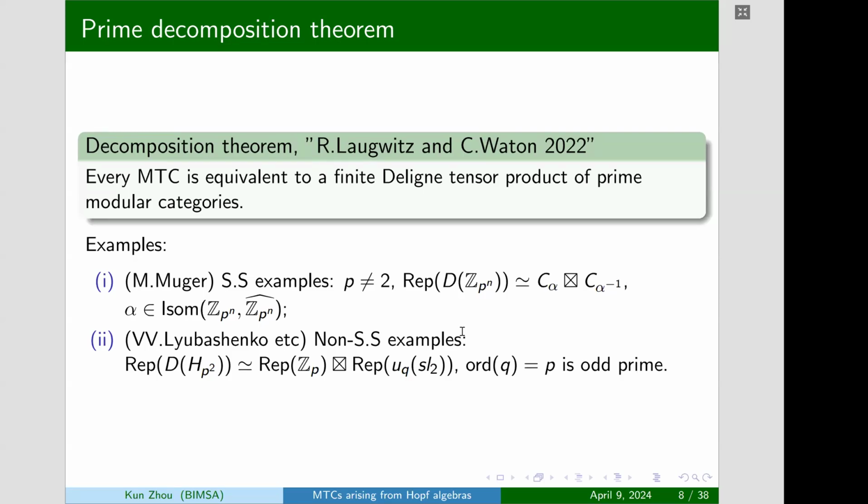Now we want to give some non-semisimple examples. Considering the quantum double of a Hopf algebra of dimension p^4, then its representation category is a direct product of Rep Z_p and Rep U_q(sl_2). Here we ask that the order of q is p, such that p is an odd prime.